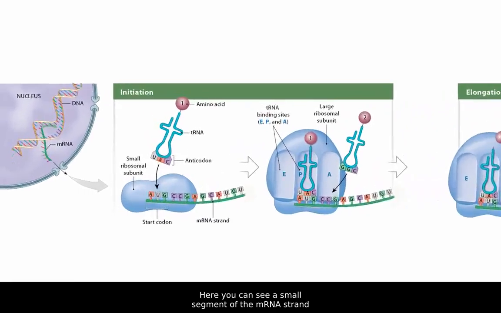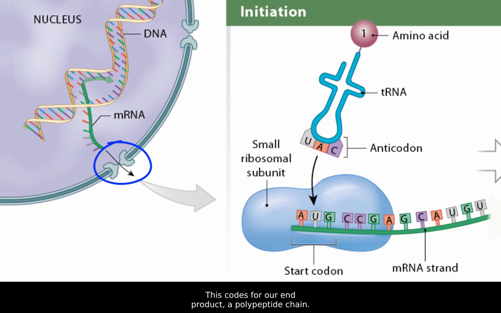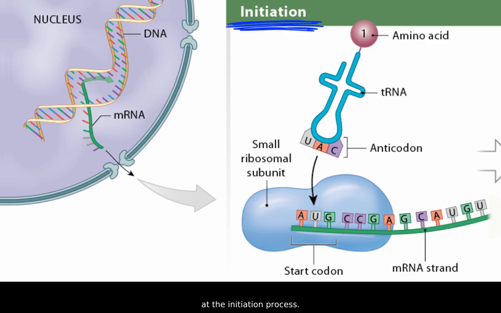Here you can see a small segment of the mRNA strand that exited here from the nucleus. This codes for our end product, a polypeptide chain. Let's start with the language of nucleic acids, a sequence of nitrogenous bases, by taking a closer look at the initiation process. Here you can see the nitrogenous bases grouped into sets of 3, and each set makes up what we call an mRNA codon.